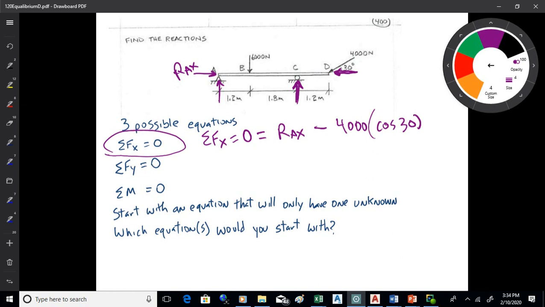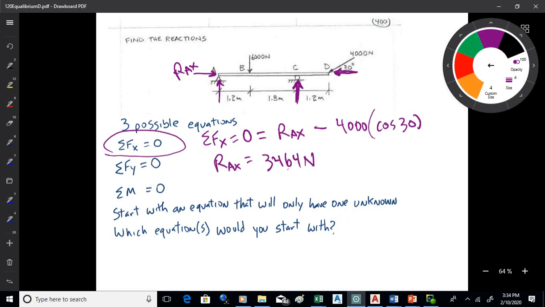I don't know what that comes out to be off the top of my head. It's 17, 34, 64. I don't know. 30 times 4,000. Okay. Yeah, okay. So that gets me RAX. That's 3,464 newtons.